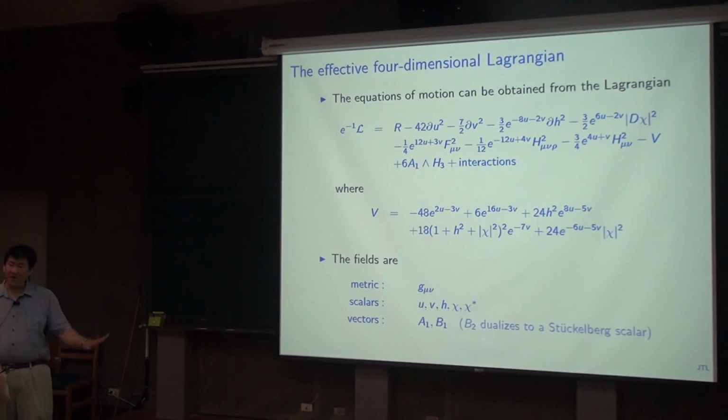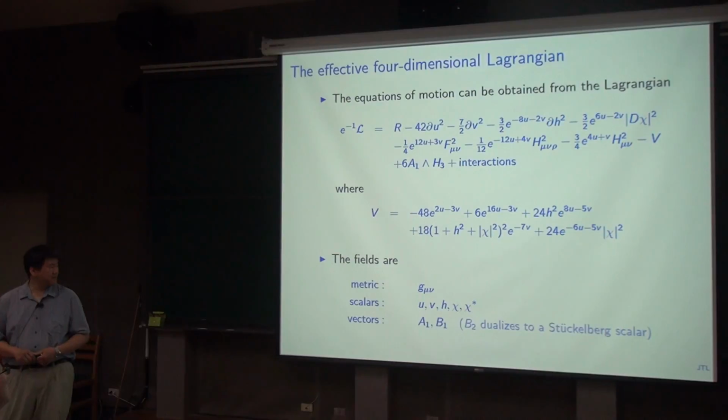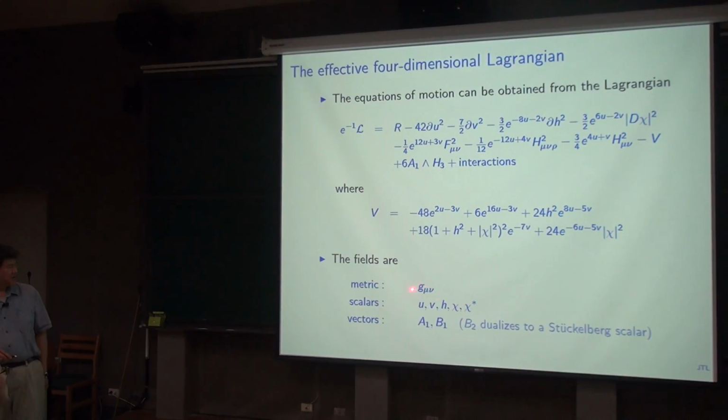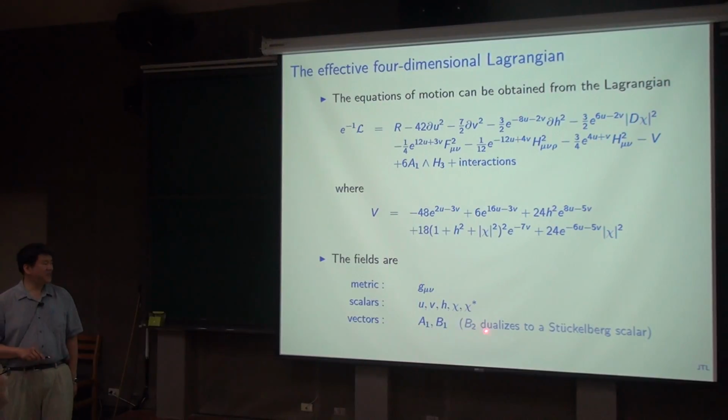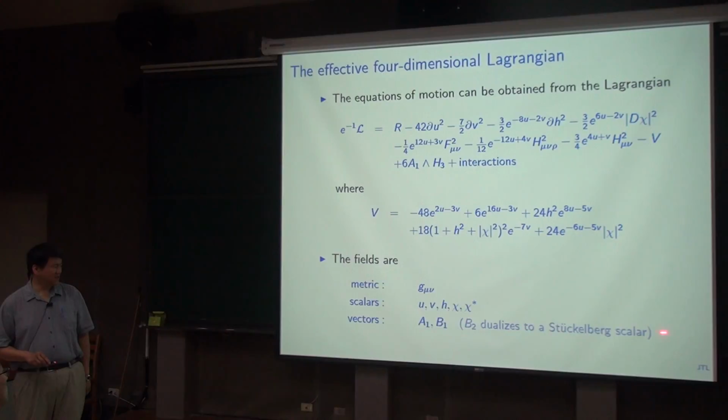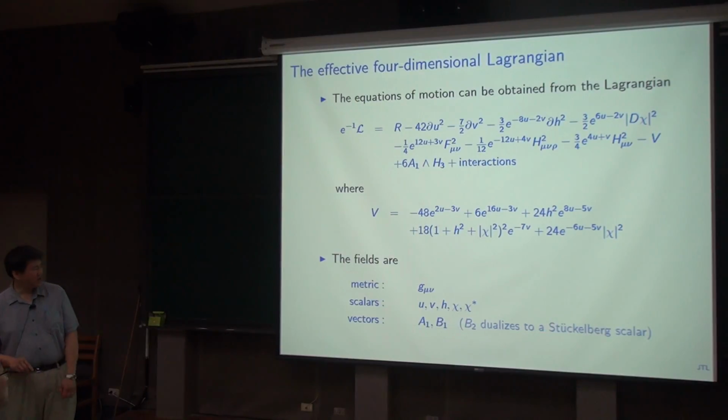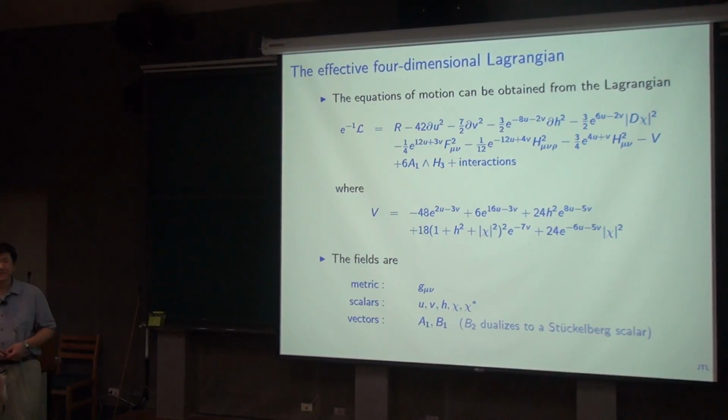Because you have a bunch of scalars, you have 5 scalars, your potential has a bunch of terms involving these different scalars that have these exponential sort of factors like that. Here, there's a metric, 5 scalars, and 2 vectors. There was this B2, but it can be dualized to something that looks like a scalar, giving mass effectively to B1, with the complication of having a little bit of mixing involved.